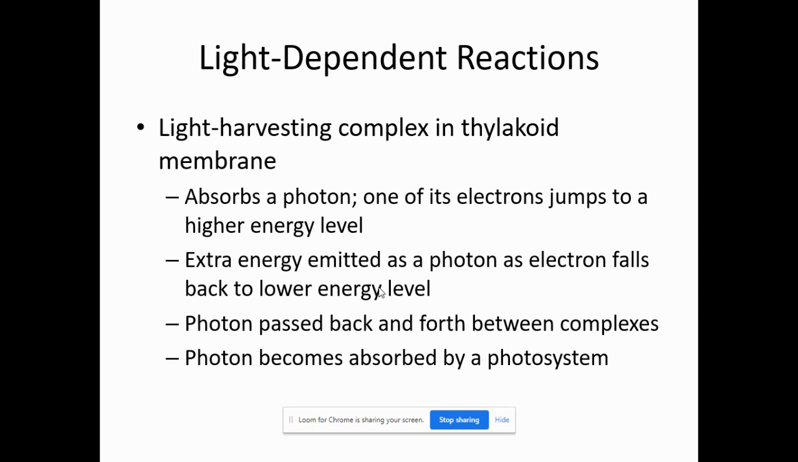All right, so you have light harvesting complex in the thylakoid membrane. So what you see is it absorbs a photon. All right, and so within that harvesting complex, they have electrons. Well, once they absorb a photon, they are absorbing energy. And then that energy is transferred to one of its electrons, which jumps to a higher energy level. And then that electron gets sort of passed around by other complexes until it reaches the reaction center.